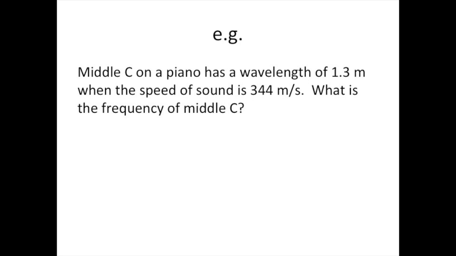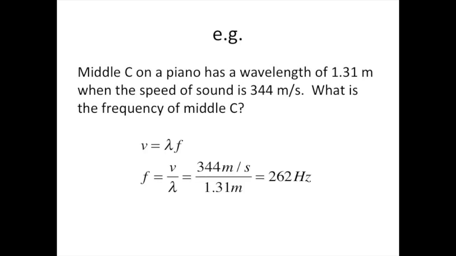Okay, middle C on a piano has a wavelength of 1.3 meters when the speed of sound is 344. So what is the frequency of middle C? Right, so now I'm asking for something different. You have to rearrange the equation. If v equals lambda f, then f equals v over lambda. Right, you take both sides and divide by lambda. You end up with 344 meters per second divided by 1.3 meters. It gives you 262 hertz. So middle C has a frequency of 262 hertz. That means 262 vibrations per second.